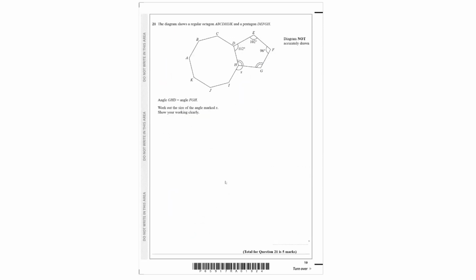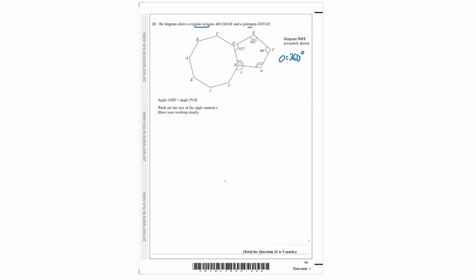Question 21. The diagram shows a regular octagon and a pentagon. Angle GHD is equal to angle FGH. Work out the size of the angle marked as X. Show your working clearly. First off, we can find this angle and this angle. Since a whole circle is equal to 360 degrees, if we subtract these two angles, we'll find what X is. So first off, let's find angle GHD.